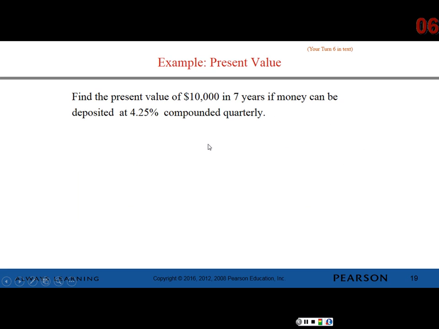So here's an example for present value. We're going to find the present value in 7 years if money deposited at 4.25 interest rate is compounded quarterly.